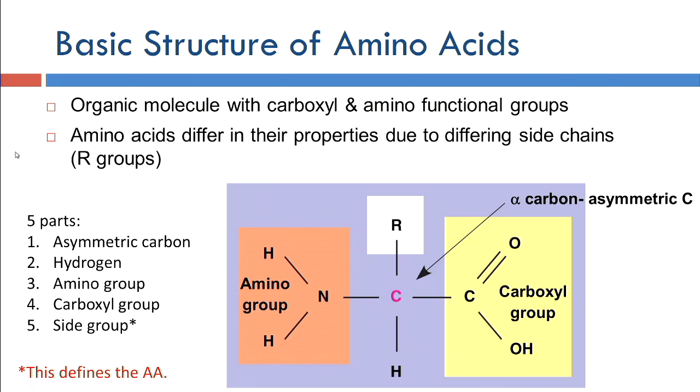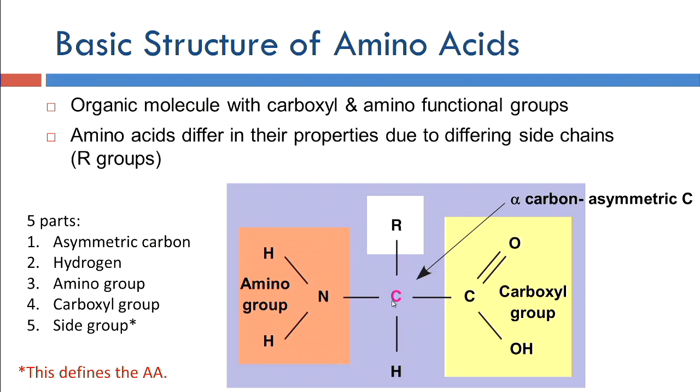This is your basic structure of an amino acid. So all 20 have this. They have what's called an asymmetric carbon. That is a carbon that has 4 different groups attached to it. Okay, glycine technically doesn't have this, but it's okay. You don't need to know that. Okay, so you have 4 different groups here.